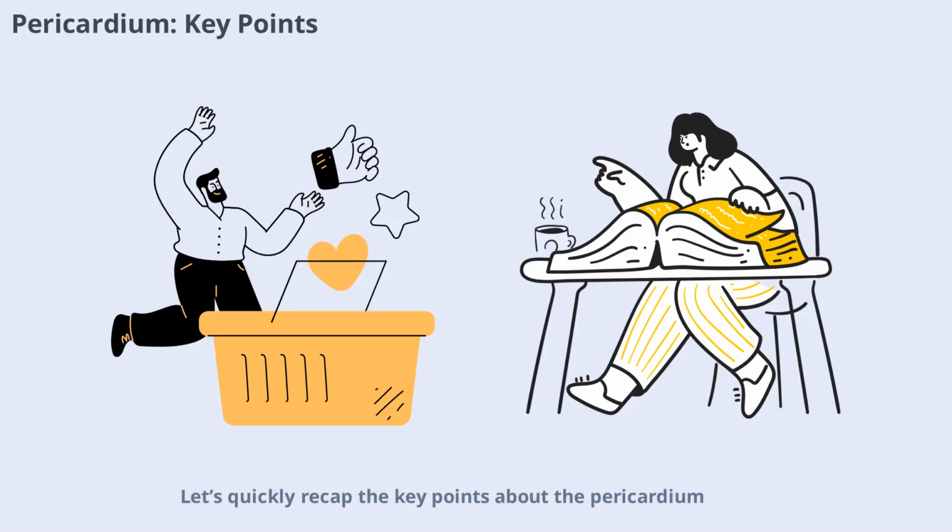Let's quickly recap the key points about the pericardium. It's a double-layered sac that protects the heart, restricts its movement, and prevents overexpansion. Its unique structure and strategic location make it essential for cardiac health. Remember, the pericardium is not just a passive covering, but an active participant in heart function.